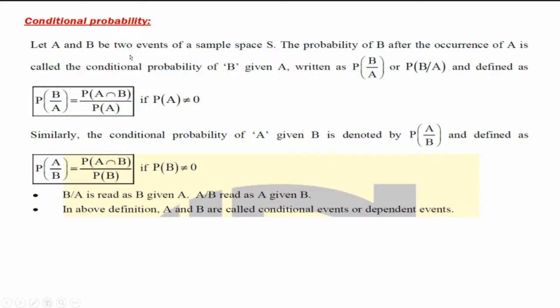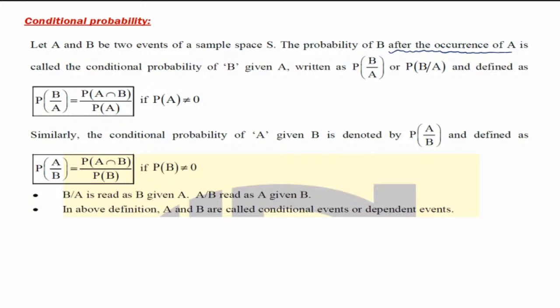See, let A and B be 2 events of a sample space S. The probability of B, that means we are finding the probability for event B after the occurrence of event A. So please underline "after", very, very important. After the occurrence of event A. That means in A and B, in this sentence, A has happened first. We are finding the probability for B. So B is happening next.